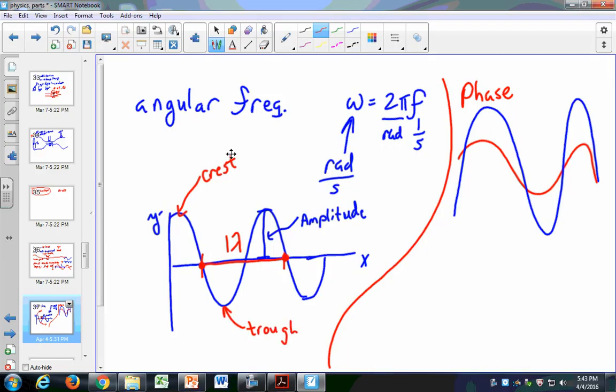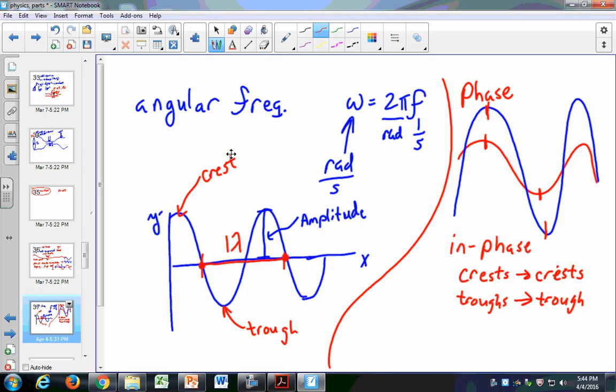You can have waves that add up, like for example these two waves. We would say that these waves are in phase. What that means is that peaks line up with peaks, or crests line up with crests, and troughs line up with troughs. So the crest lines up with the crest here, and then the troughs line up with the troughs. So this is an in-phase wave. In order to be completely in phase like that, you have to have the same wavelength.